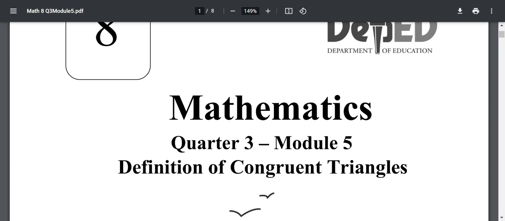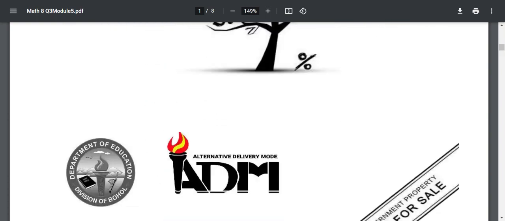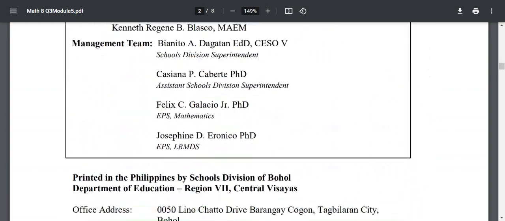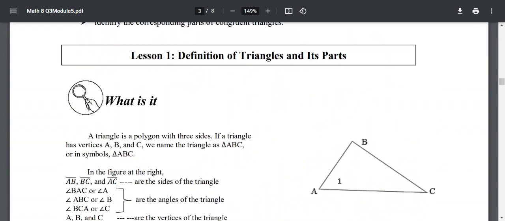We are now on our Module 5 for the third quarter, in which we will be talking about the definition of congruent triangles. So kindly get your modules and follow along as we discuss the three lessons for today. We will now go directly to our first lesson, which is the definition of triangles and its parts.